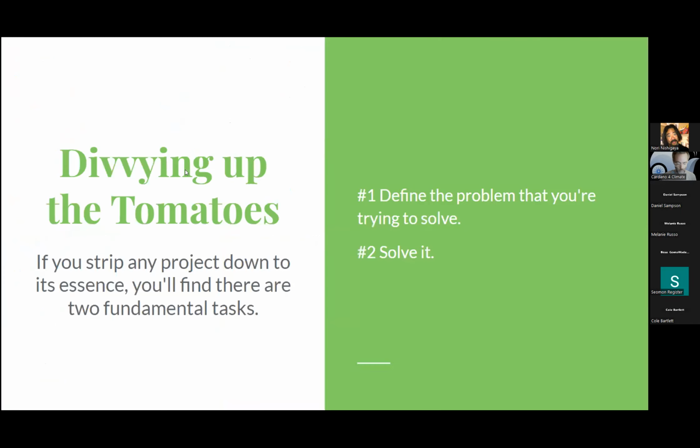Let's get my, back up here. So I call this divvying up the tomatoes, as many of you know that I love tomatoes. I'm not so keen on accounting. So if you strip any project down to its essence, you will find there are two fundamental tasks: define the problem that you're trying to solve, and solve it. So this is the way I define the problem.